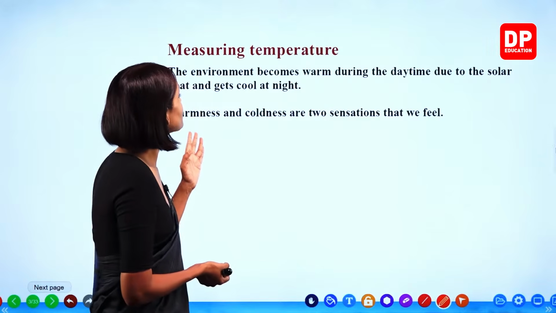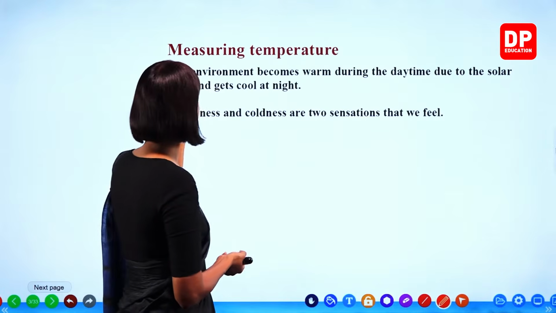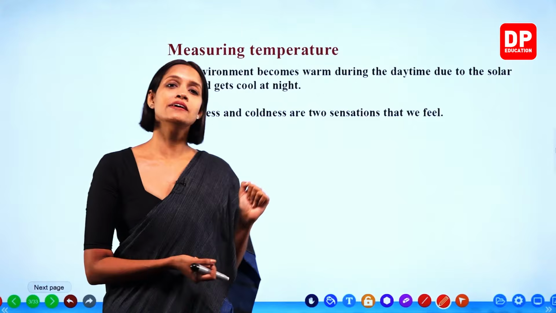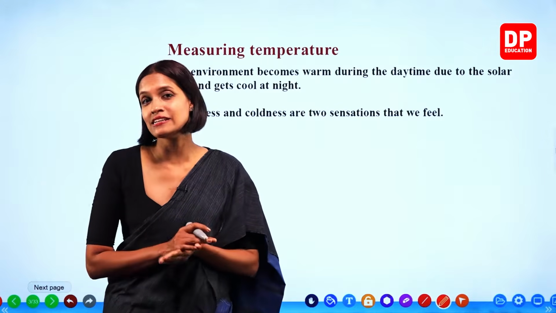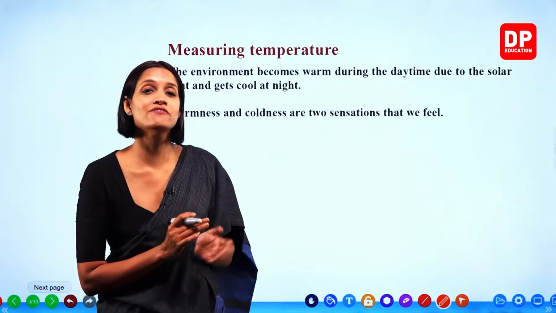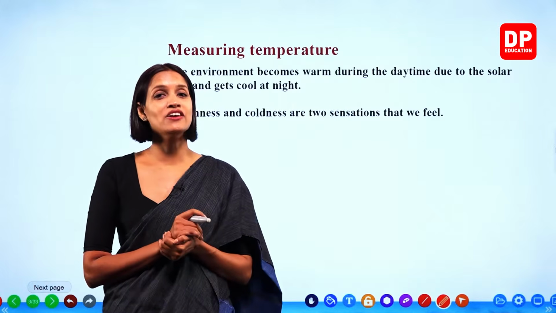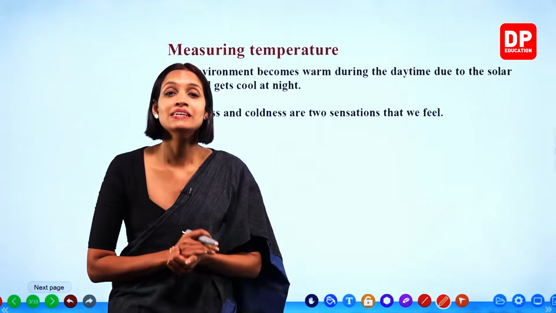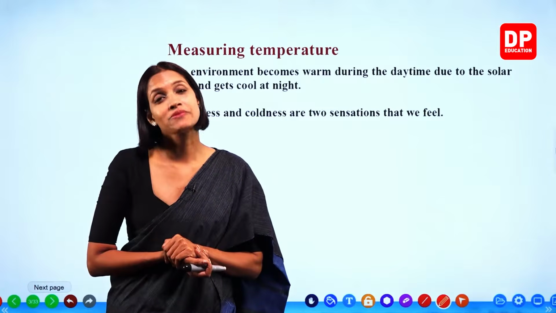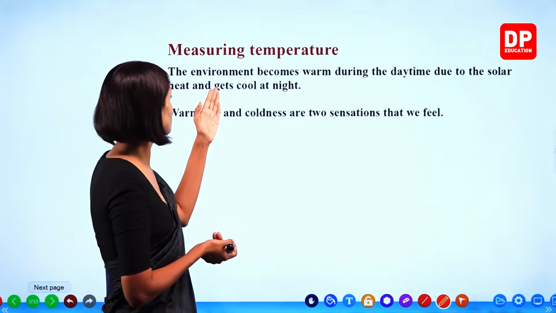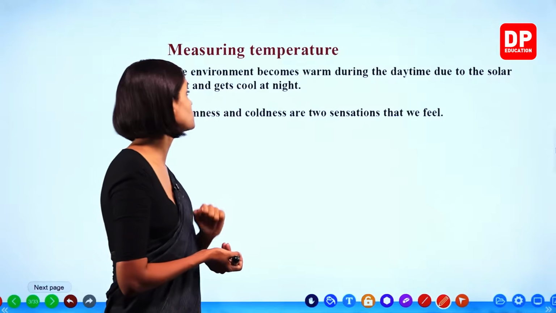The environment becomes warm during the daytime due to the solar heat and gets cool at night. Now, do you remember we learned a similar lesson in grade 6? This lesson was called the effects of heat. Under that one, we learned that by absorbing heat, objects increase their temperature. Right, children? So the environment becomes warm during the daytime due to the solar heat and gets cool at night.